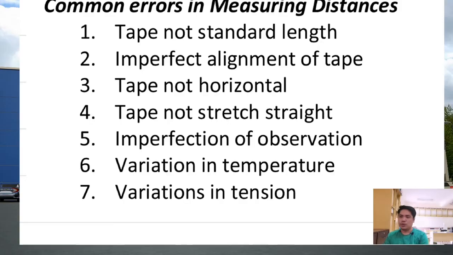So kung mainit yung panahon, it will expand. If colder yung panahon, that will contract. So ganun din yung sa tape, especially if you're using a steel tape or any other tapes.